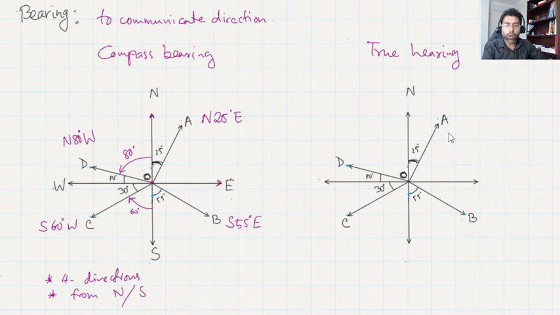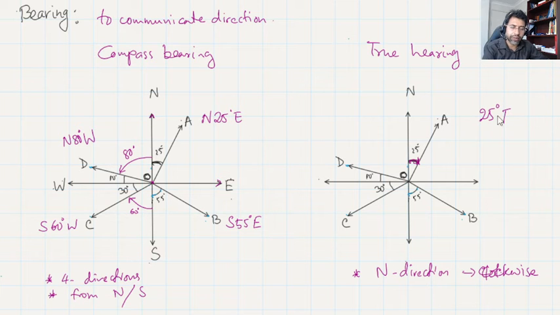In this case, angles are always measured from the north direction, and the angle is counted clockwise. So angles always count in the clockwise direction. You can see that if you go from north in a clockwise direction, it is 25 degrees. I can easily say it's 25 degrees. It's a true bearing. That's how we need to represent it.